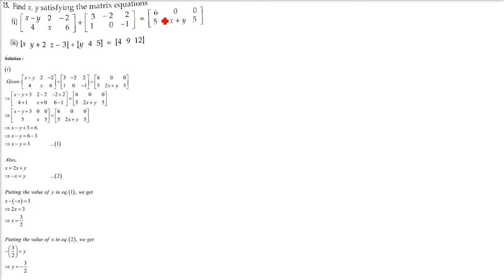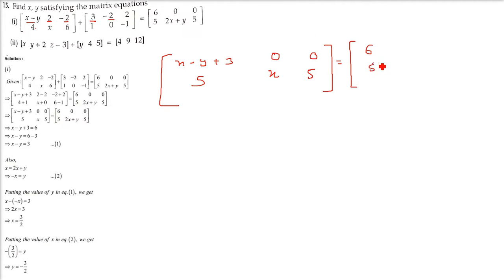So we have to add the two matrices on the left and equate it to the right hand side. So what we'll do is, I am adding it directly, x minus y plus 3, then 2 plus minus 2, that is going to be 0, negative 2 and 2 again will be 0. Next row, 4 plus 1, 5, x plus 0, x, 6 minus 1 is 5. And this is equal to 6, 5, 0, 2x plus y, and 0 and 5. Now let us equate it.